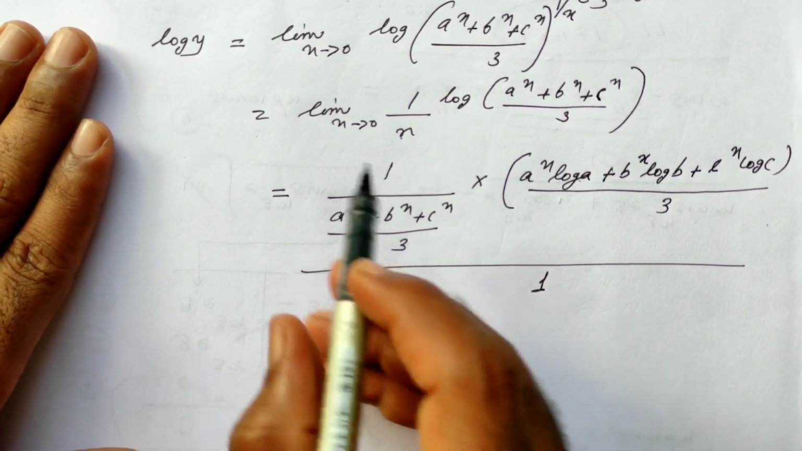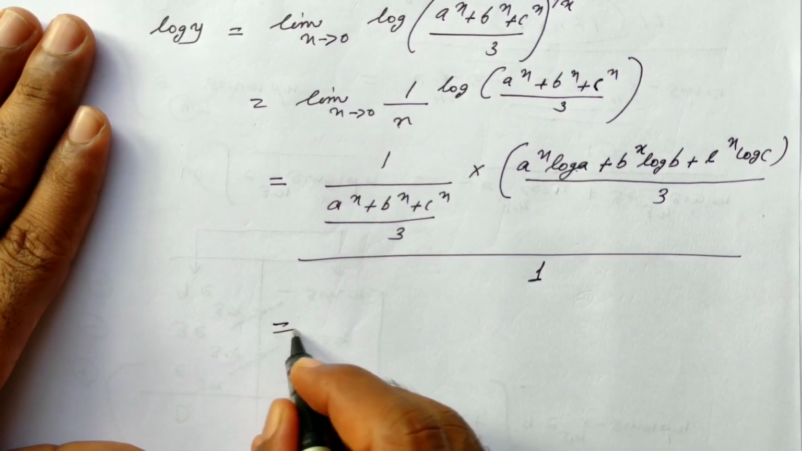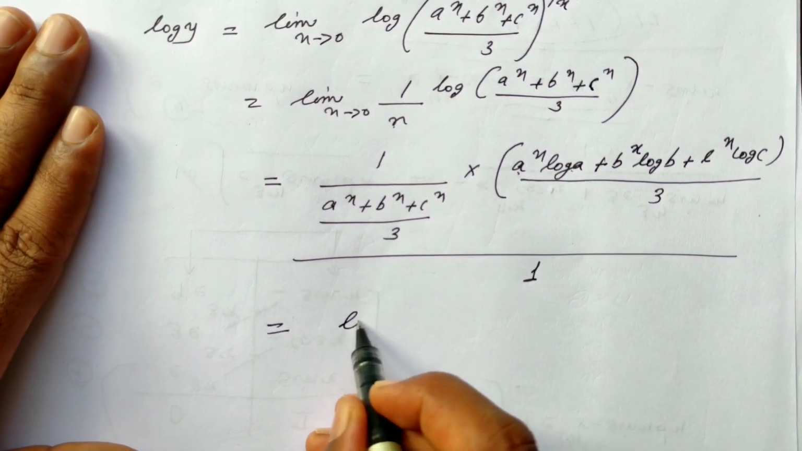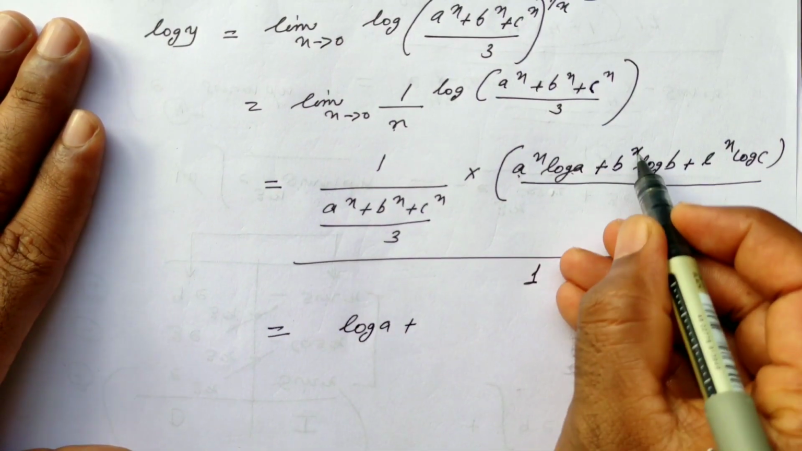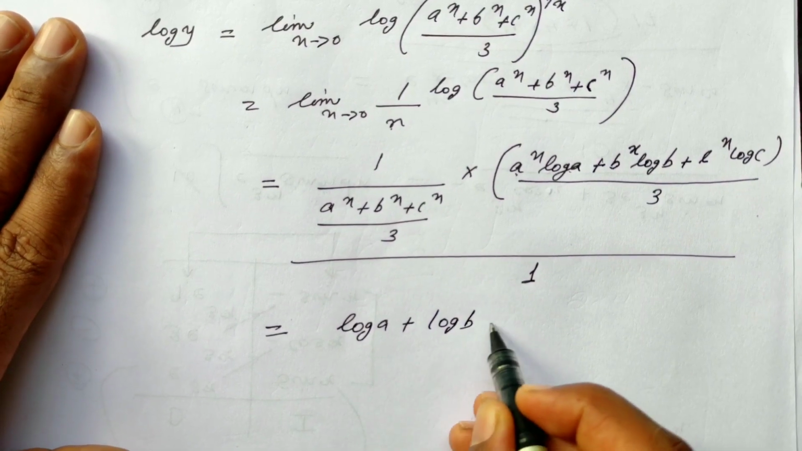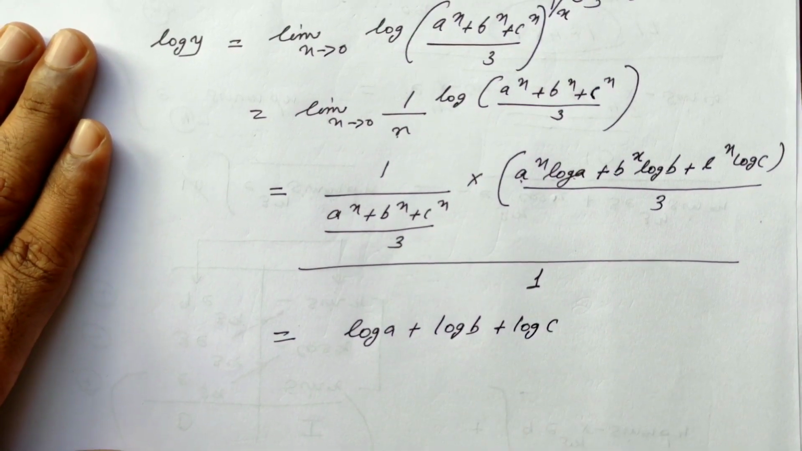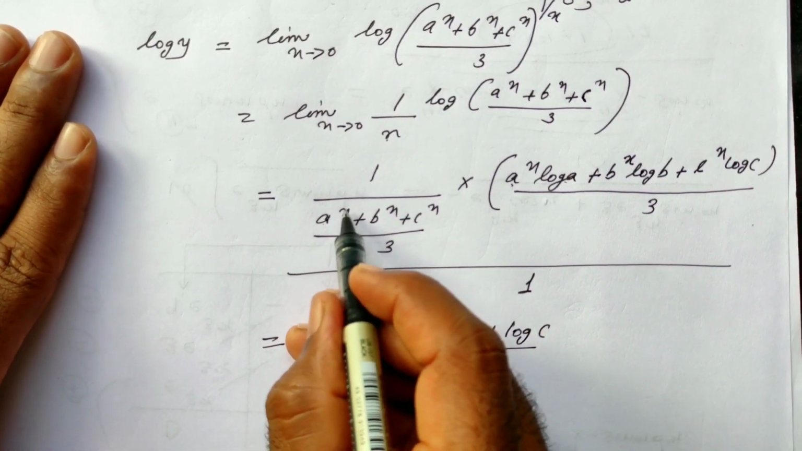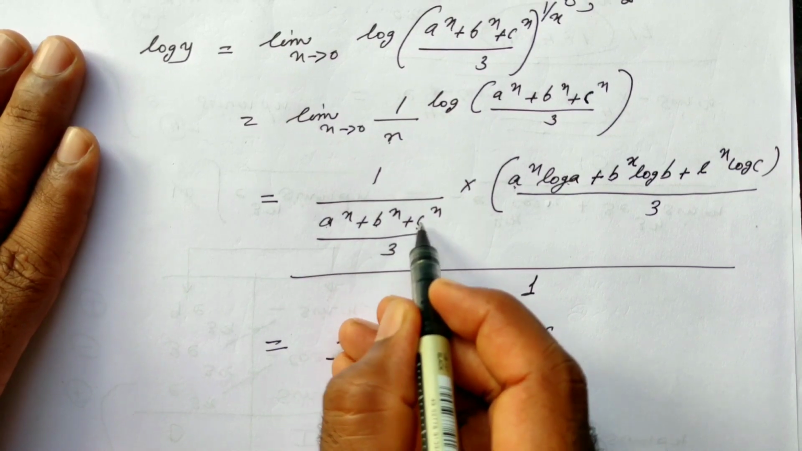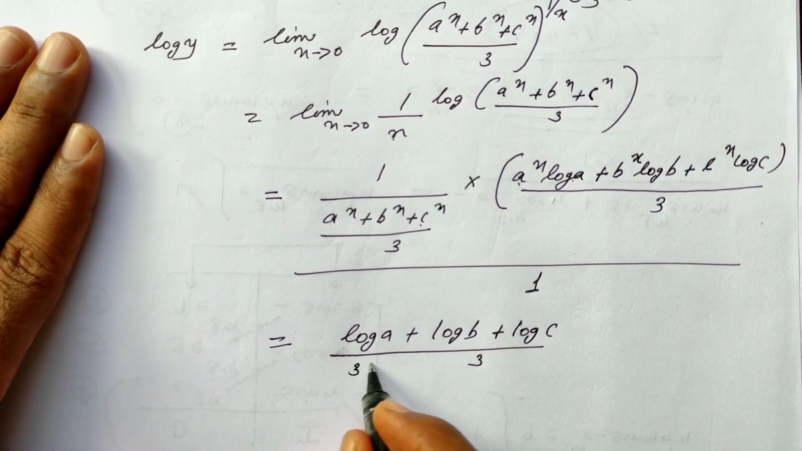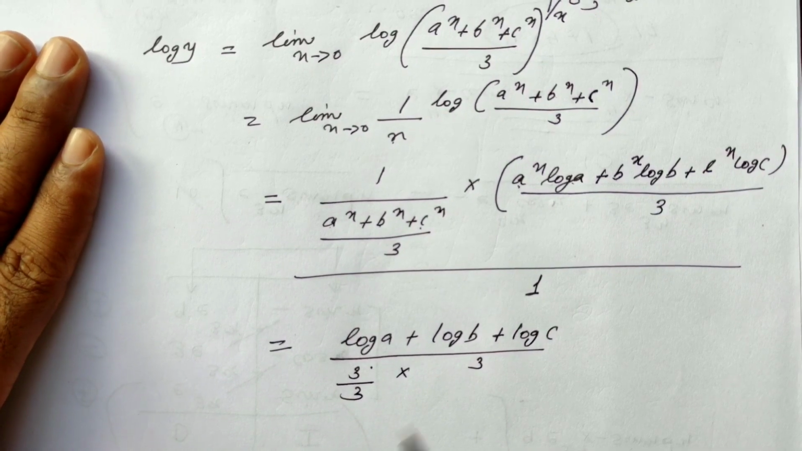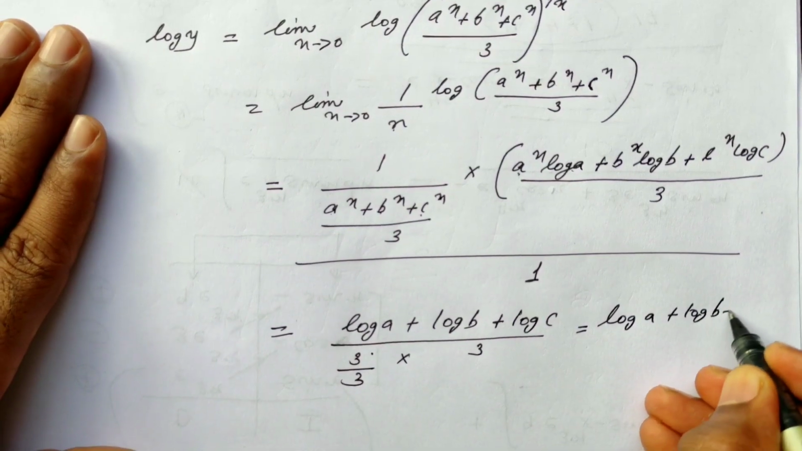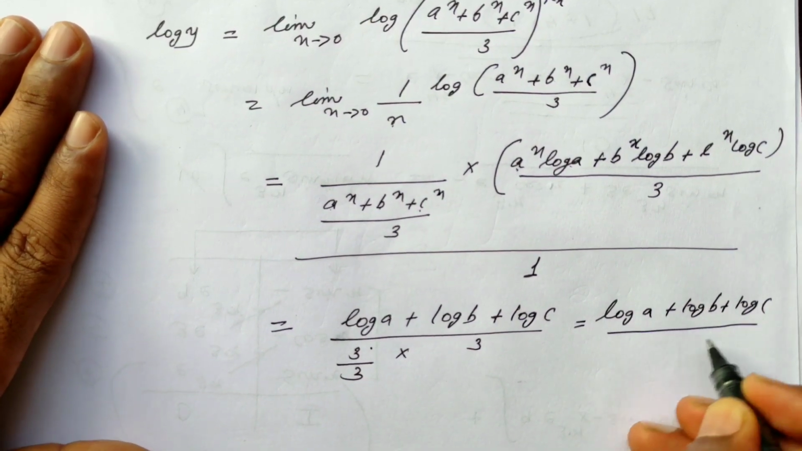Now we'll apply the direct limit x tends to 0 here. When you apply 0 here, a raised to 0 becomes 1, and it becomes log a plus, b raised to 0 is 1, therefore log b plus log c, divided by 3. In the denominator part, a raised to 0 is 1, b raised to 0 is 1 and c raised to 0 is 1. Therefore it is in the form 3 divided by 3. Therefore the final answer is (log a plus log b plus log c) divided by 3.